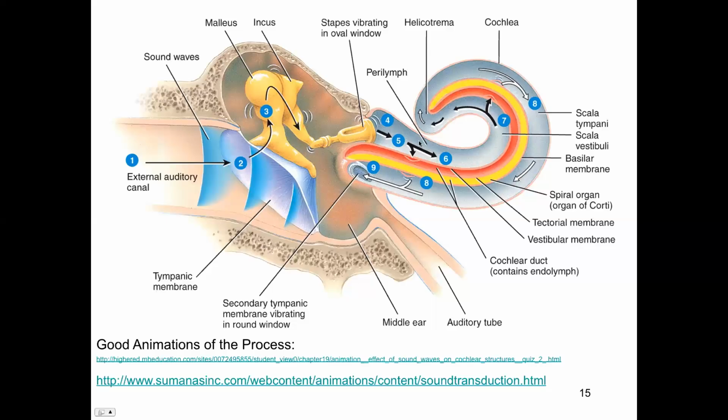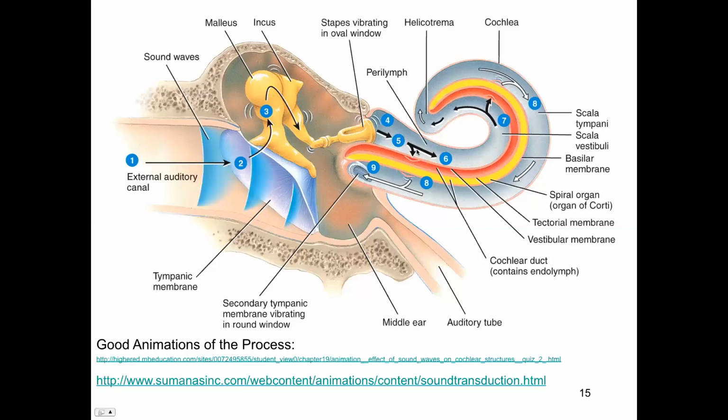Now, how do we hear things? What's going to happen here is if we have high frequency sounds, a membrane is going to be vibrated closer to this oval window. And this membrane here is called the vestibular membrane. So here we have it. This vestibular membrane is going to vibrate closer to the oval window. You can see it's going to have an effect closer to the end of the cochlea that is by the oval window.